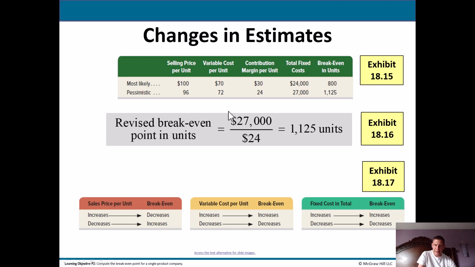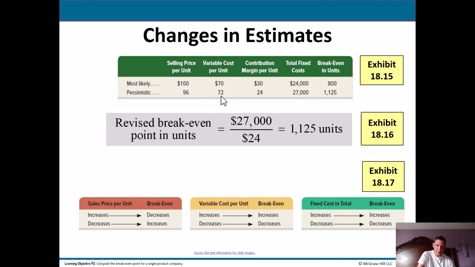The pessimistic is saying that the selling price is going to be lower, right? 100, now it's 96. Variable cost per unit is a little higher at 72. So 96 minus 72 gives us a CM per unit of 24. You can see where I plugged that in down there. And then our fixed costs are about 3,000 higher than the original scenario. So 27,000 fixed cost divided by 24. In this scenario, we'd have to sell 1,125 units.